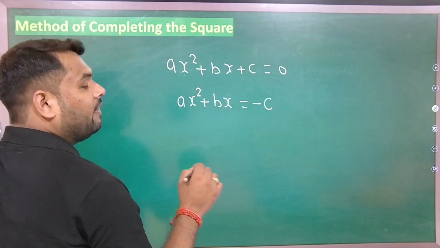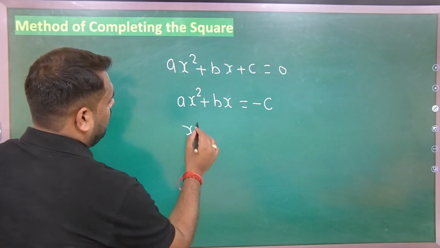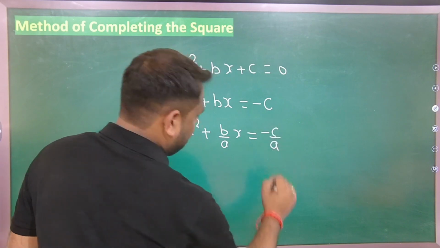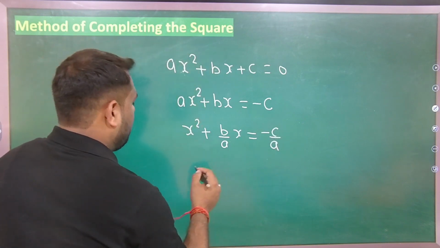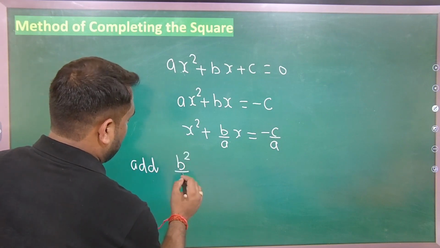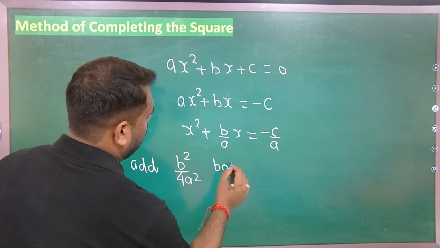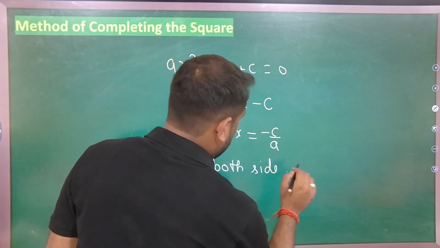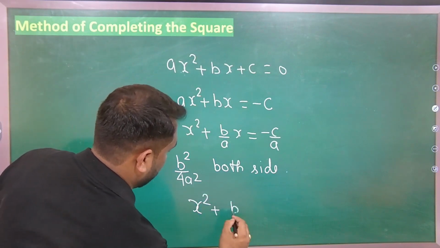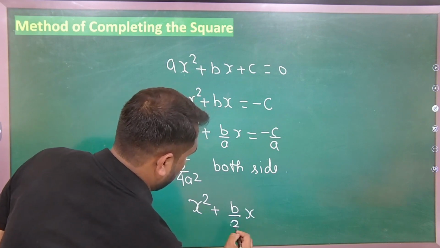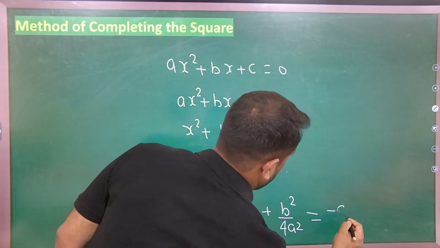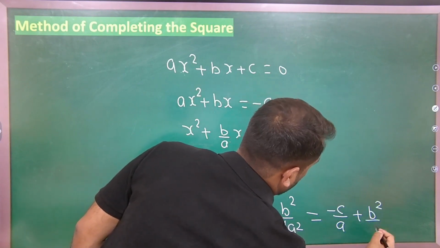Now, we are going to divide by a both sides. It will be x square plus b by a x equals minus c by a. Now, I am going to add b square by 4a square both sides. Why am I adding this? You will get in the last: x square plus b by a x plus b square by 4a square equals minus c by a plus b square by 4a square.